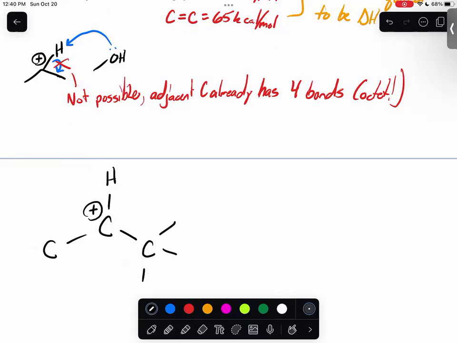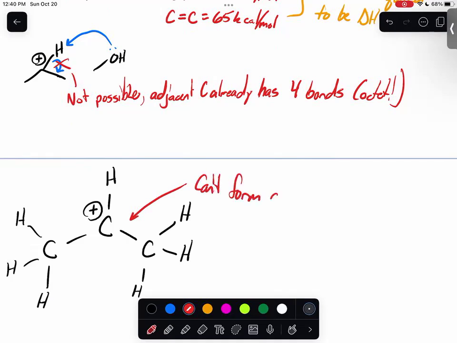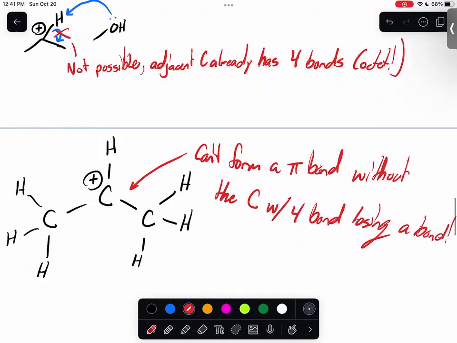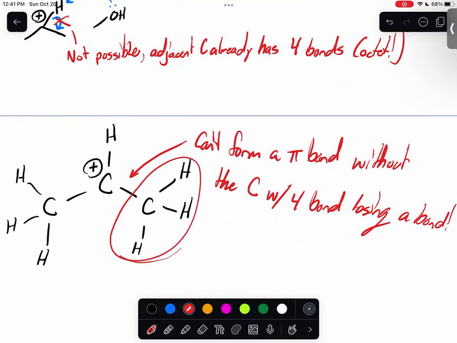But the thing is, all of the atoms that surround it already have four bonds, right? They all have octets. So right here, we can't form a pi bond without the carbon with four bonds losing a bond. And that is why we choose to take the hydrogen from this adjacent carbon, because we get rid of one of its bonds so we can form the carbon-carbon double bond.